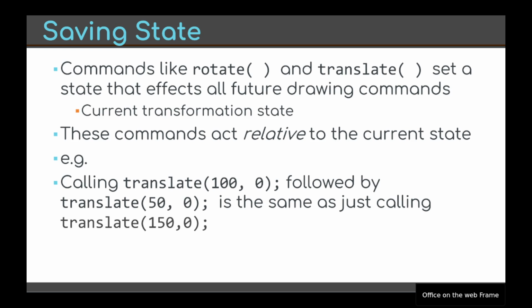Commands like rotate and translate set state that affects all future drawing commands, just like fill and stroke. This is called the current transformation state, as opposed to current color or drawing states. These commands act relative to the current state. So if you call translate 100, 0, followed by translate 50, 0, it's the exact same as calling a single translate 150, 0. Rotation, however, is not the same. Rotation really depends on the order.